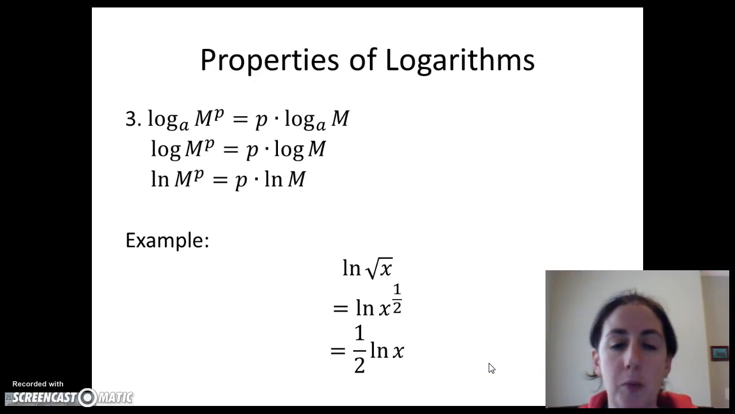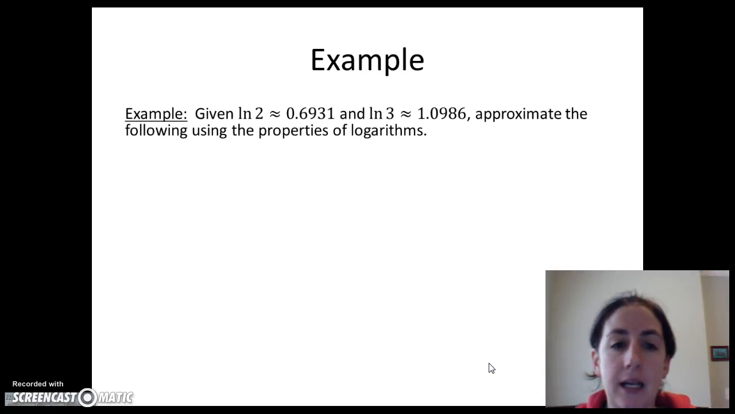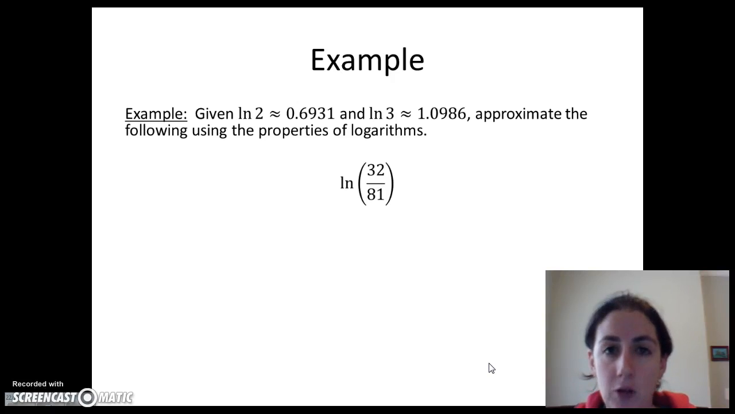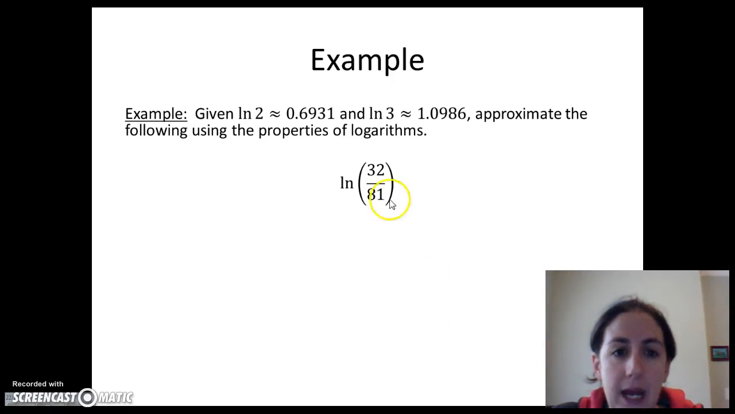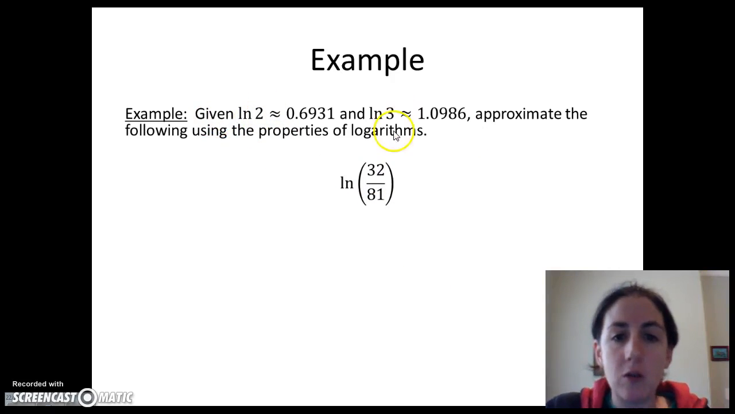So now let's put these three properties to use by taking this example here. What if you knew that the natural log of 2 was about 0.6931 and that the natural log of 3 was about 1.0986? Let's approximate the following. What's the natural log of 32 over 81? Pretend like you don't have a calculator and you can't just plug it in. So what we'll have to do is evaluate this by breaking it up into as many logarithms as we can. We need to rewrite in terms of natural log of 2 and natural log of 3.